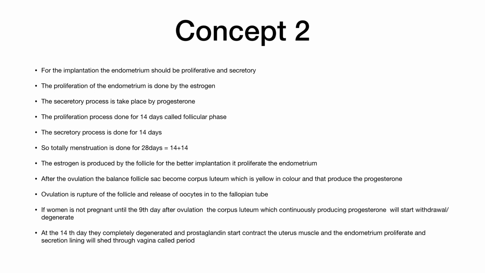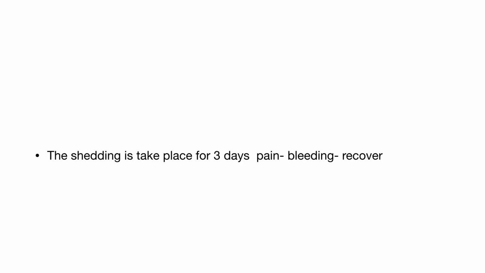If the woman is not pregnant by the 9th day after ovulation, the corpus luteum, which has been continuously producing progesterone, will start to degenerate. By the 14th day it has completely degenerated, and prostaglandins start to contract the uterine muscle, and the proliferated endometrium and secretory lining will shed through the vagina, called the period. The shedding takes place for 3 days.